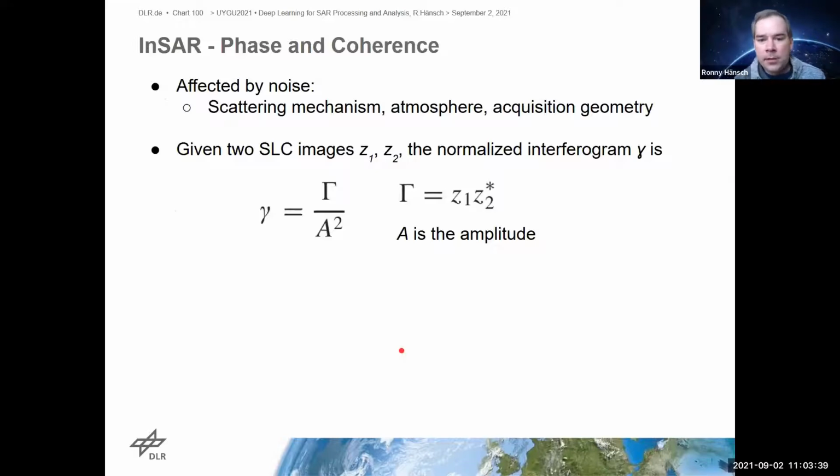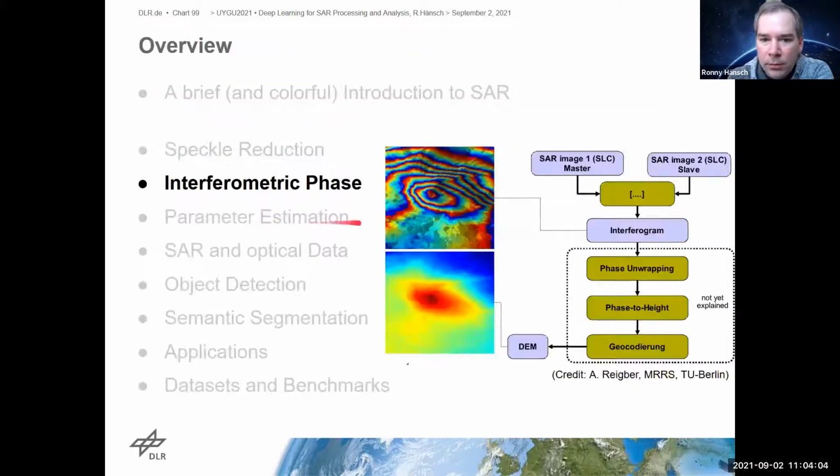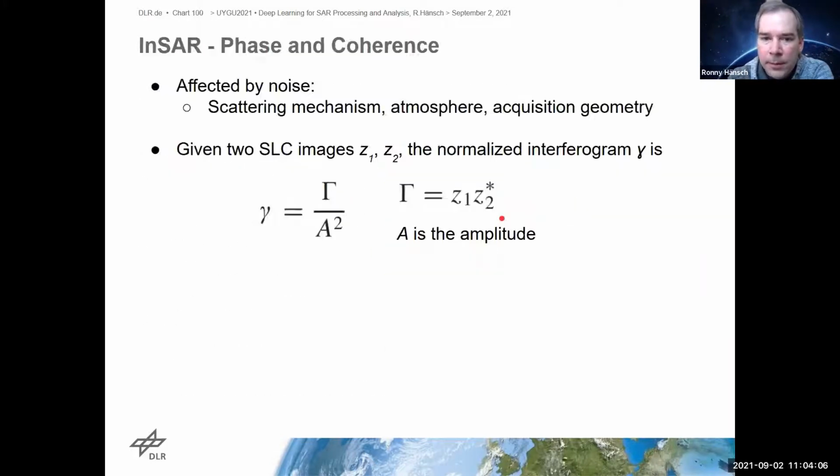This is quite easily possible. You have those two radar images, Z1 and Z2, you just combine them in this way. And then you need to normalize this a little bit, but then you have the interferogram. So this is complex valued. The amplitude of this, or the intensity of this interferogram, is called coherence, and the phase is the phase that is usually visualized in this way.